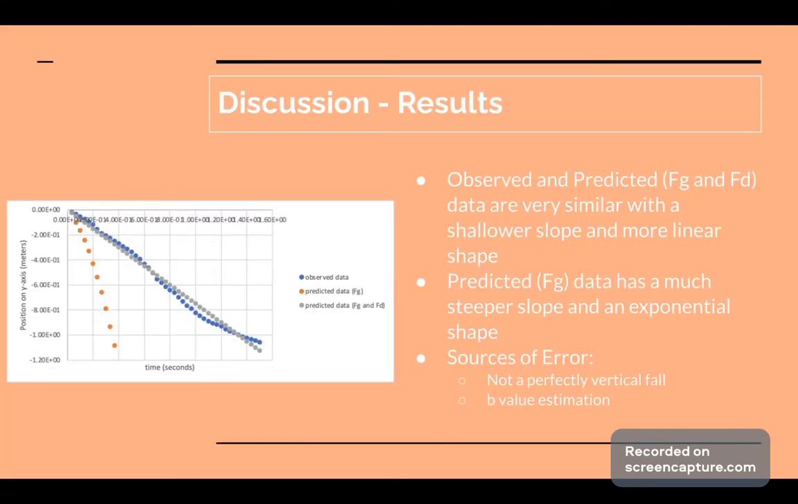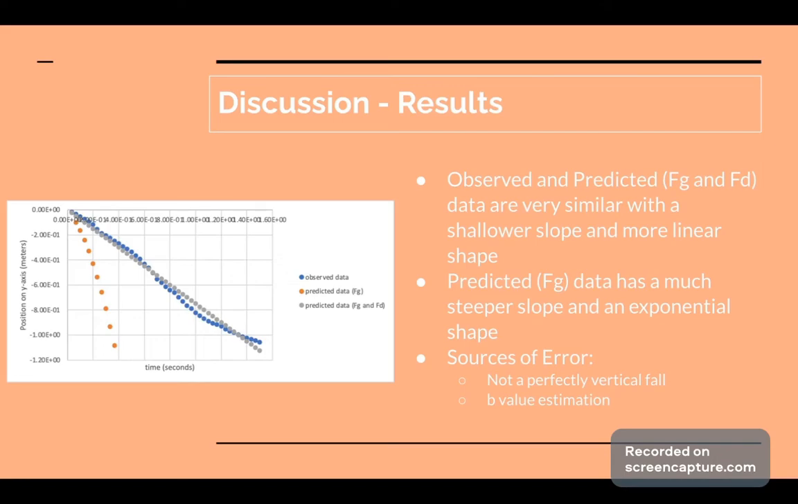The observed position versus time graph and the predicted data taking into account both gravity and drag are very similar, with fairly linear shapes and similar slopes, as they continuously overlap. The predicted data only taking into account the force of gravity looks very different from the two previous graphs, as it has a much steeper slope and an exponential shape. This makes sense because gravity is pulling the filter down at a constant acceleration. However, gravity is counteracted by the force of drag as air pushes up against the coffee filter. Therefore, the filter will fall much slower because the air is pushing up on it, slowing it down.